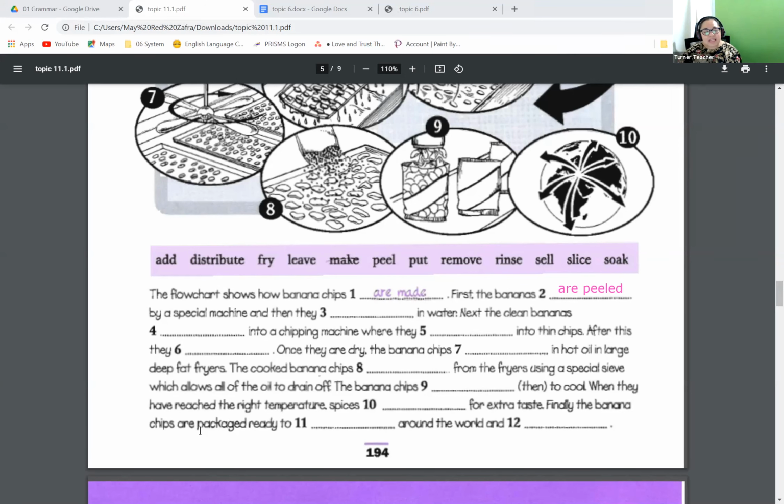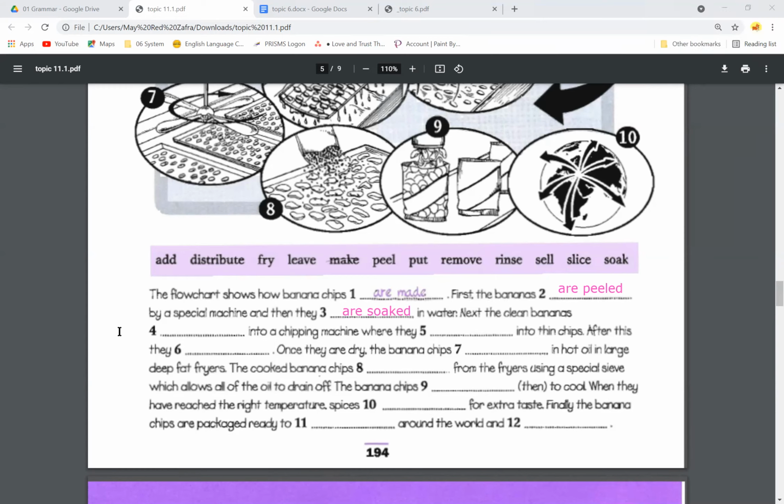Okay, by a special machine, and then they blank in water. Oh, they are soaked. Are soaked in water. Okay. So put in the water. Next, the clean bananas blank into chipping machine.